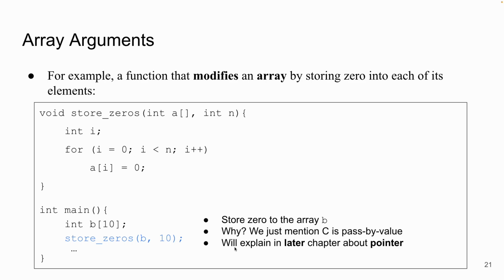What you need to remember right now is that if we use an array as a parameter and argument, this special type of argument, all the changes you make in the function will be reflected back to the array you use as the argument. So the change to the parameter A will be reflected back to the argument B.